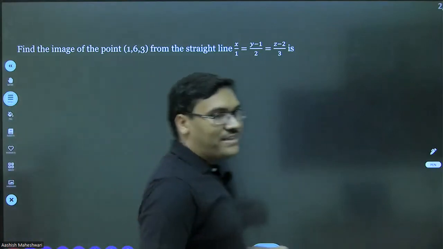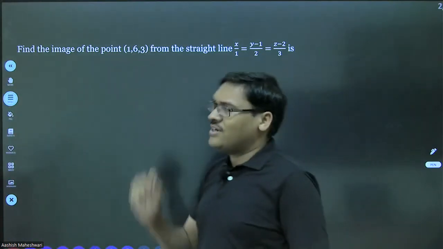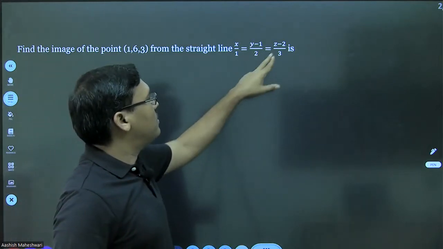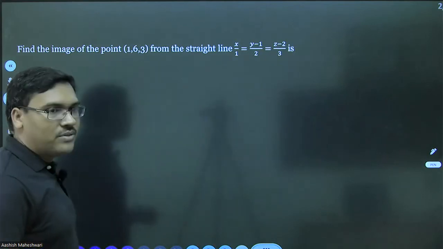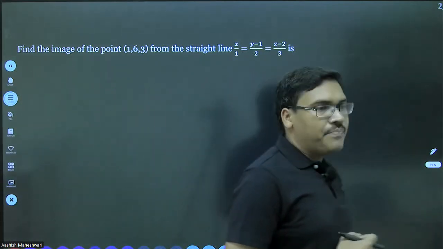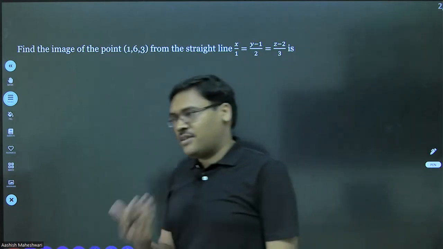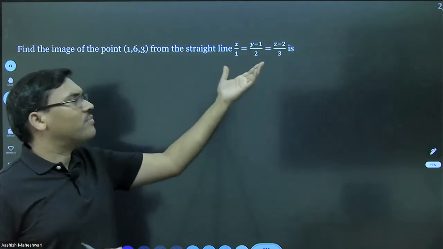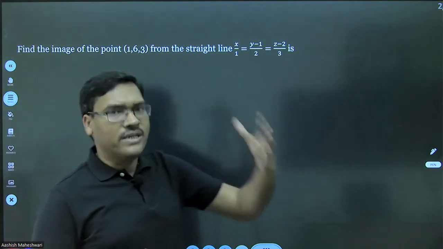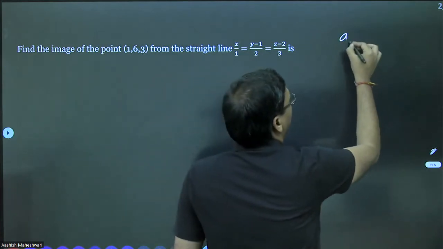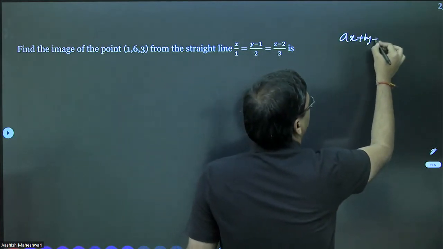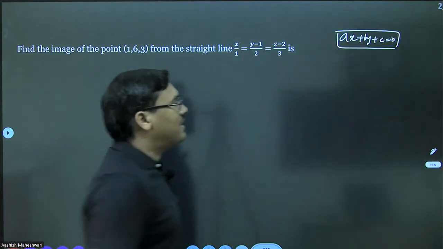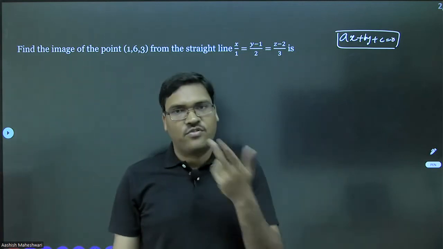So the question is, find the image of the point (1, 6, 3) from the straight line x by 1, y minus 1 upon 2 is equal to z minus 2 upon 3. This is a simple question, right? Now see, why are we saying this covers three concepts in one question? If the line had been in 2D, of the form ax plus by plus c equal to 0, and we were dealing with 2-dimension coordinate geometry, then solving these types of questions is very easy. We have the formula for that.